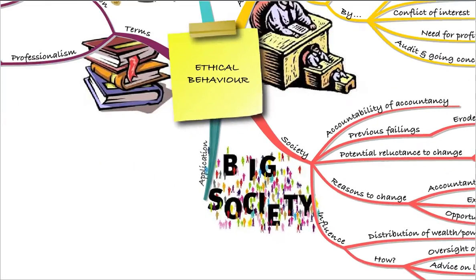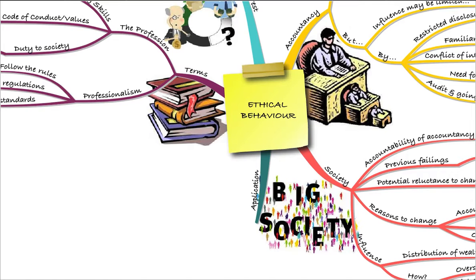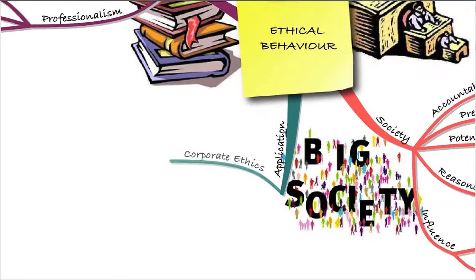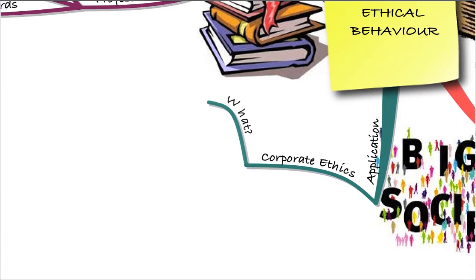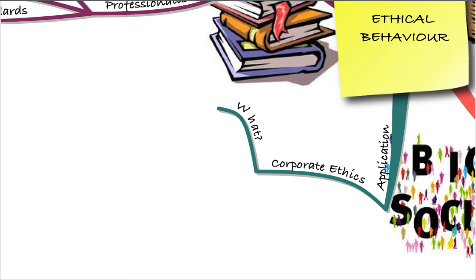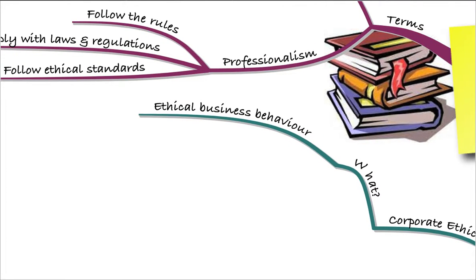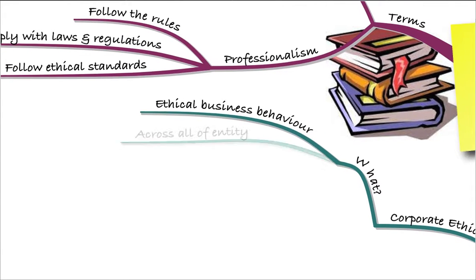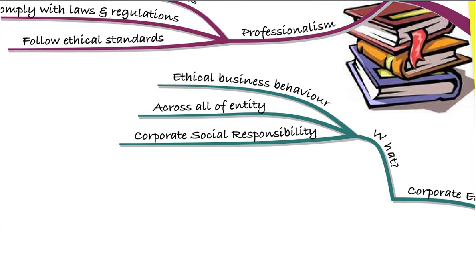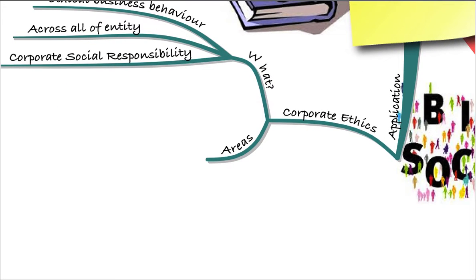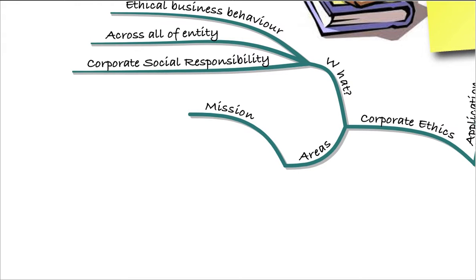So thinking how we can apply all of this in an ethical way, well, when it comes to the corporation, it may well have an ethical code. So what are we thinking about when we talk about corporate ethics? We're thinking about ethical business behaviour across all of the entity. It ties in with corporate social responsibility, which we've talked about, and the areas that we'll be thinking about that our corporate ethics should cover will be the mission of the organisation.